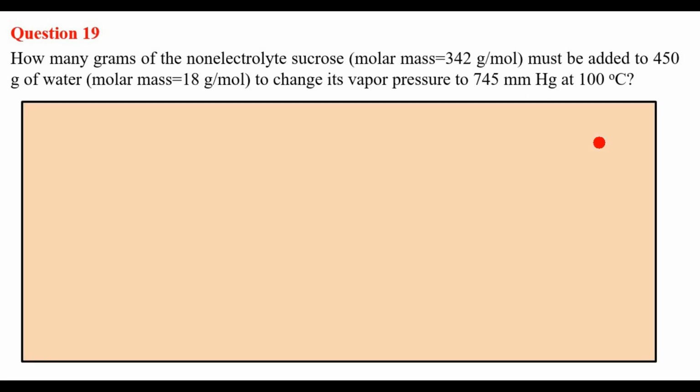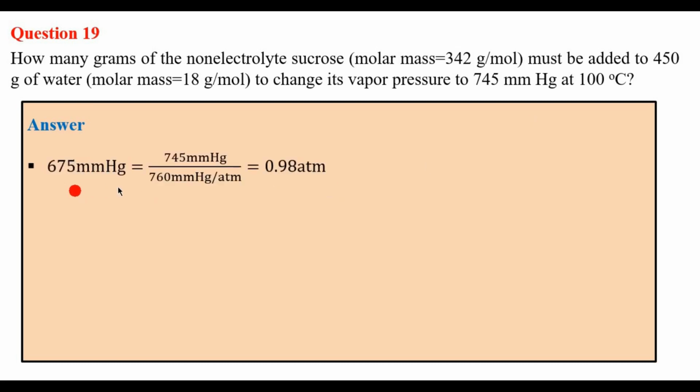Now let's see what we have. We need to rely on the formula for the vapor pressure. So we have this one. If you convert this 745 mm mercury to atmospheres, we get 0.98 atmosphere, which means the vapor pressure of the solution will be equal to 0.98 atmosphere.